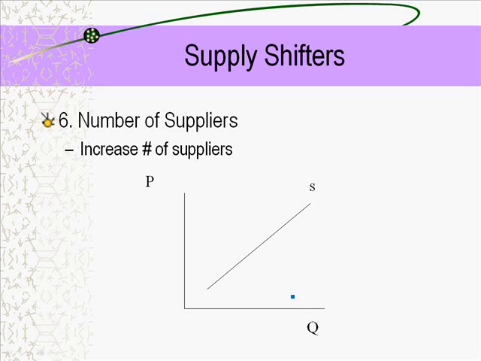The number of suppliers, again, pretty straightforward. If there's an increase in the number of suppliers, we're going to see an increase in supply. So if there's people that are jumping into the market, we will probably see an increase in supply. If there's a decrease in the number of suppliers, people are leaving the wheat market and trying to jump into the corn market, we're going to see a decrease in supply.